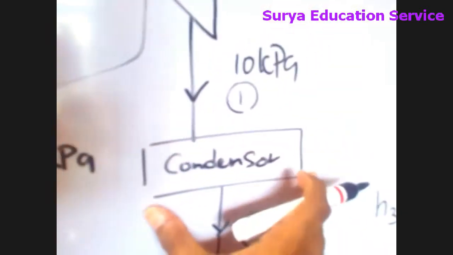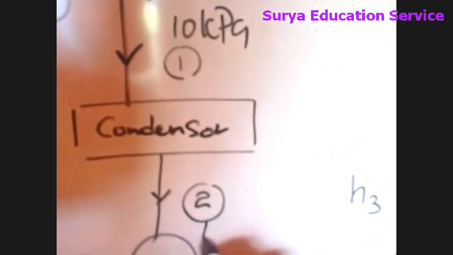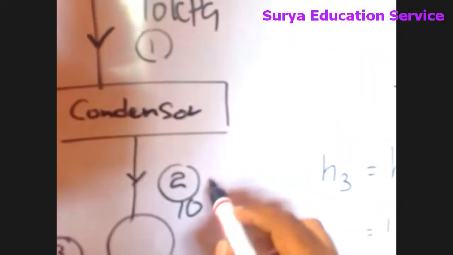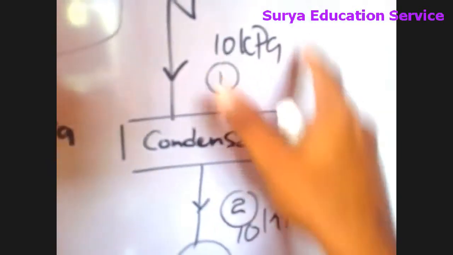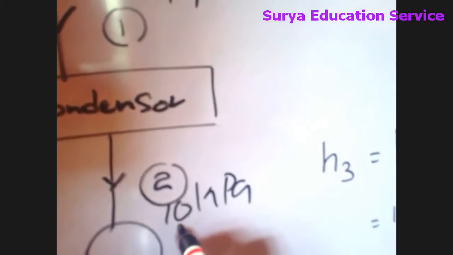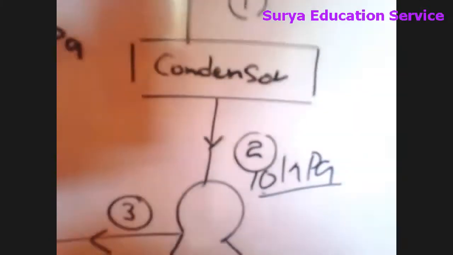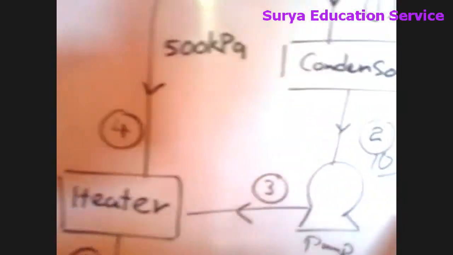Okay, so after the condensation process, that means after the condenser, what is the pressure? That is also the same as the condenser input pressure, that is 10 kPa, right? So condensation starts at 10 kPa. So after the condenser process, what you have is the same pressure value, which is 10 kPa.